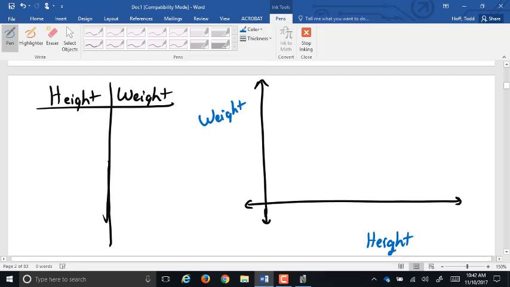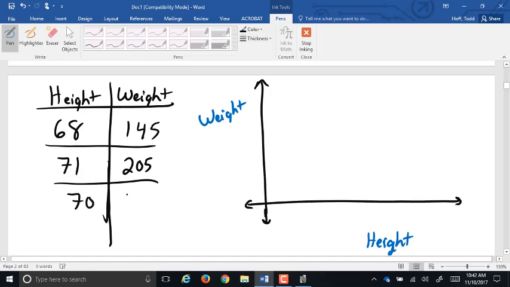So the weight's going to go here. That is the dependent variable. It is the one that is changed by changing the height. So then we can gather data. Let's say we're going to do our height in inches just to make it easier on me here. So let's say we have somebody who is 68 inches tall and weighs 145 pounds. I'm only going to put a few people in here. Let's say we have another one that's 71 inches tall and weighs 205 pounds, 70 inches tall and 230 pounds, and 67 inches tall and 150 pounds.